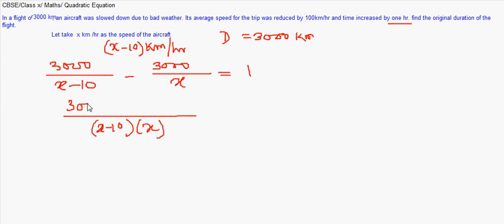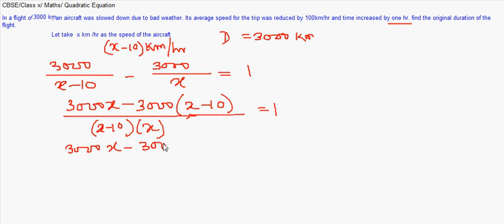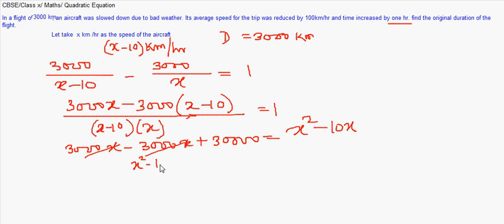So it is 3,000x minus 3,000 into x minus 100, that's 1. So it is 3,000x minus 3,000x plus, and that's giving me 300,000, and thereby if I cross multiply this here, I'm getting x square minus 100x. These two getting cancelled, thereby making the quadratic equation x square minus 100x minus 300,000 equals 0.